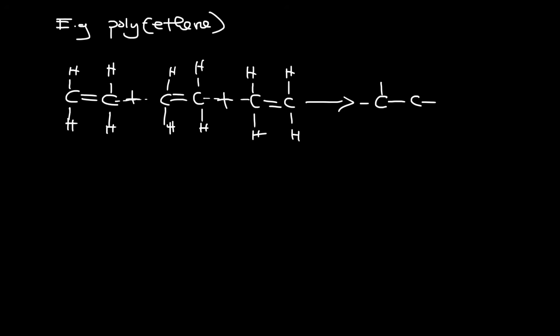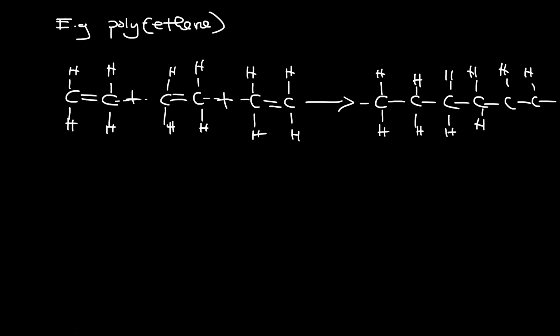So 3 subunits, they have 6 carbons. So I can draw the carbons joined with single bonds. So 1, 2, 3, 4, 5, 6. Then I can leave a space at the end. All these parts are occupied by hydrogen, hydrogen, hydrogen, even down there, hydrogen, hydrogen, hydrogen.